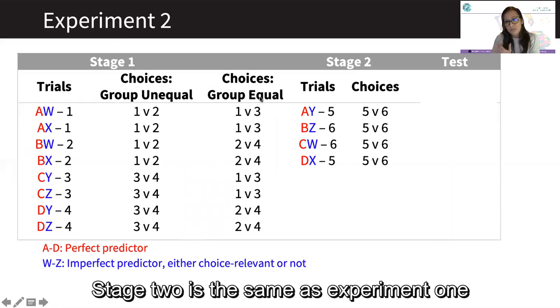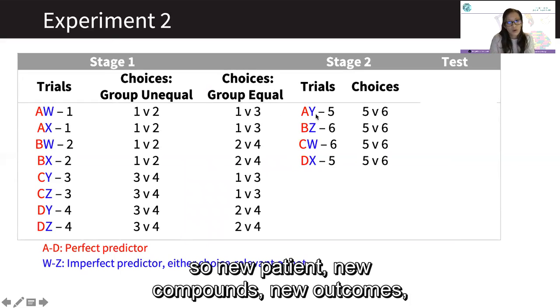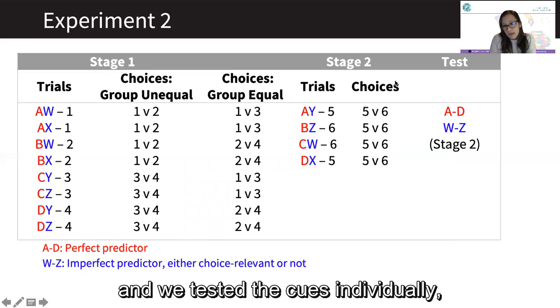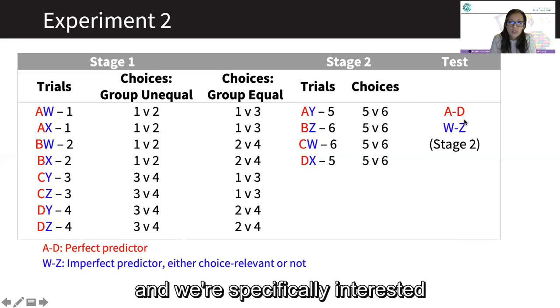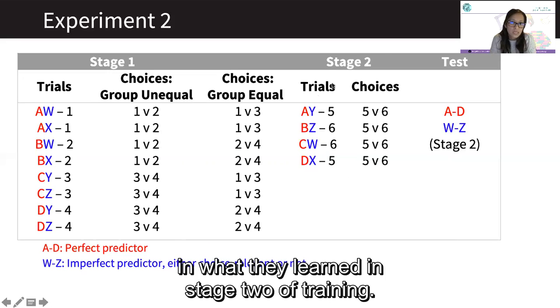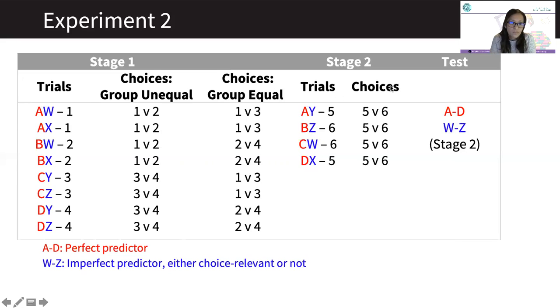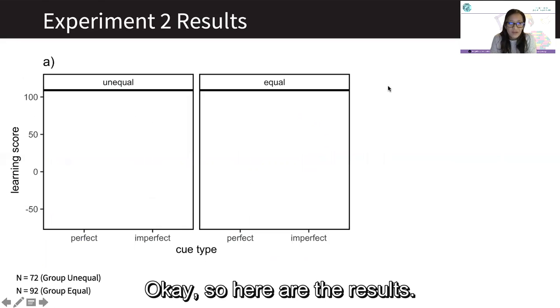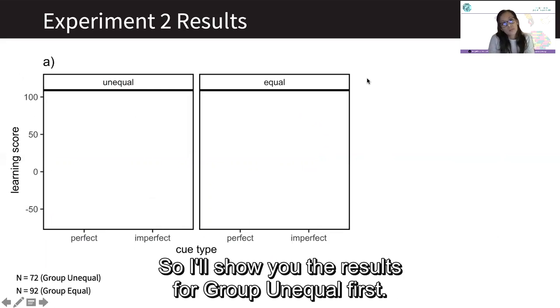Stage 2 is the same as experiment 1, so new patient, new compounds, new outcomes. And we tested the cues individually, and we're specifically interested in what they learned in stage 2 of training. Okay, so here are the results. I'll show you the results for group unequal first.